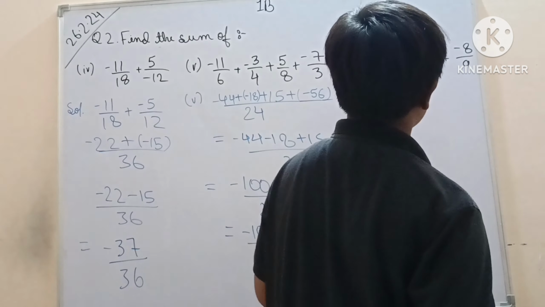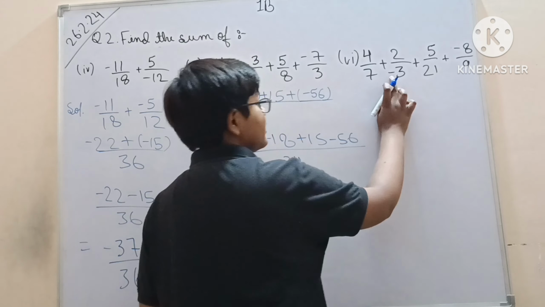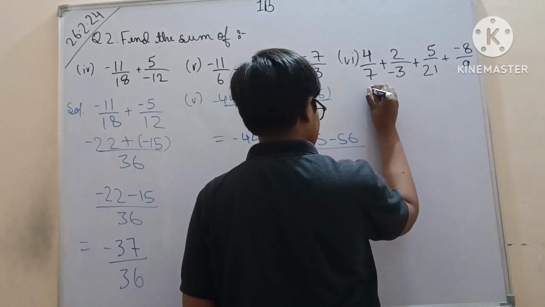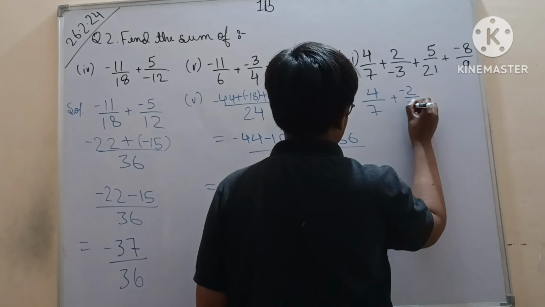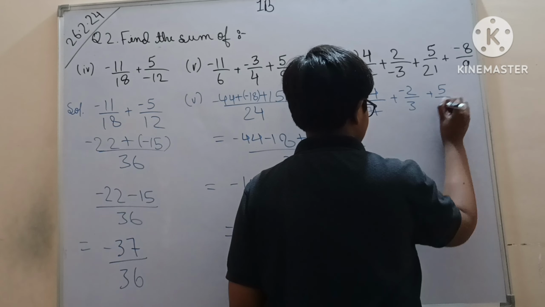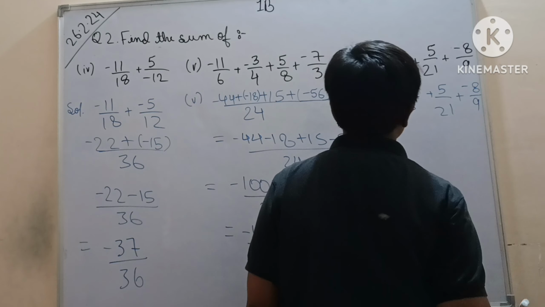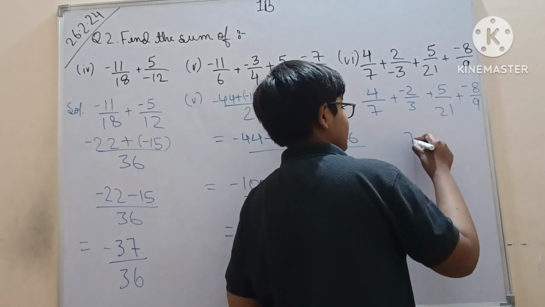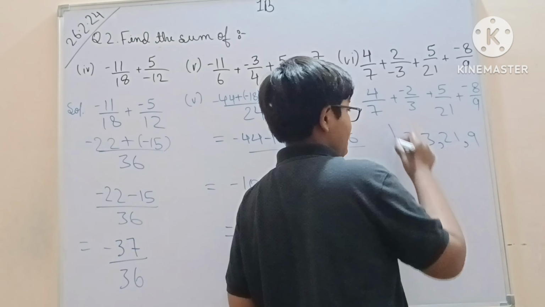Now we are moving to the sixth part. As here in the denominator side there is a minus sign, it will be transferred to the upper side, which will be 4 divided by 7 plus minus 2 divided by 3 plus 5 divided by 21 plus minus 8 divided by 9. Now we will find the LCM of 7, 3, 21 and 9.